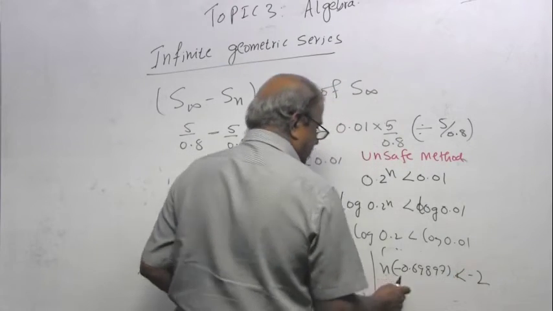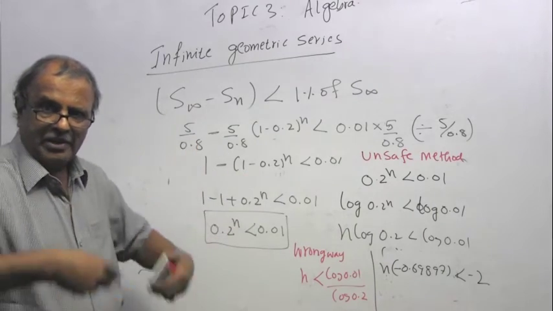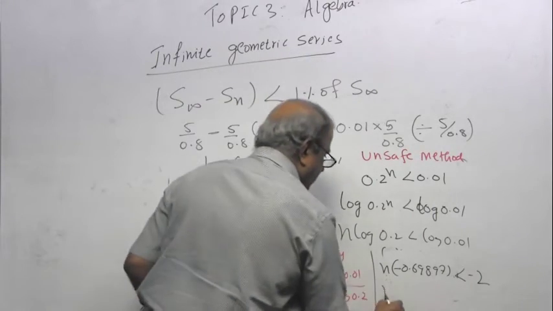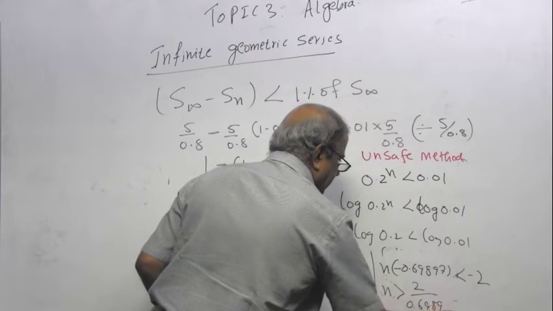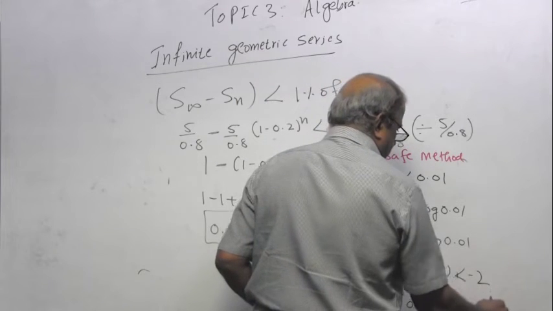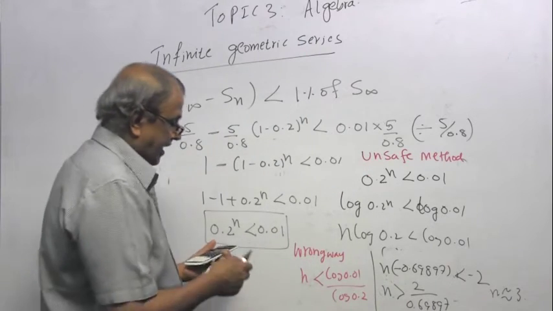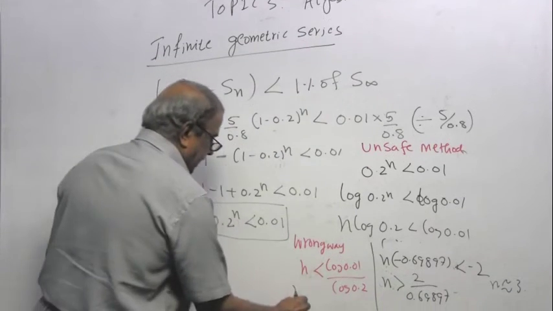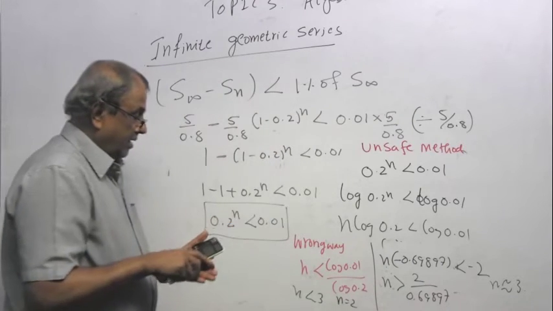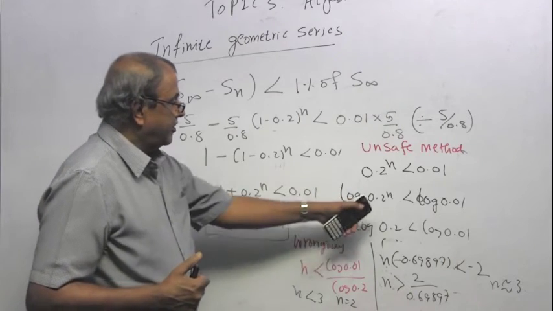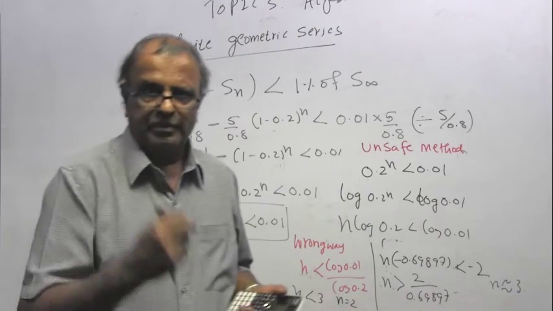So then you will remember from your inequalities that when you divide by a negative, you have to reverse the inequality. So n is greater than 2 over 0.69897. So of course you will find n is approximately 3. The point is, n is 3, because if you do it here, you get n less than 3, and you will say n equals 2. Obviously, from this stage, you will lose a method mark and an answer mark, 2 marks.